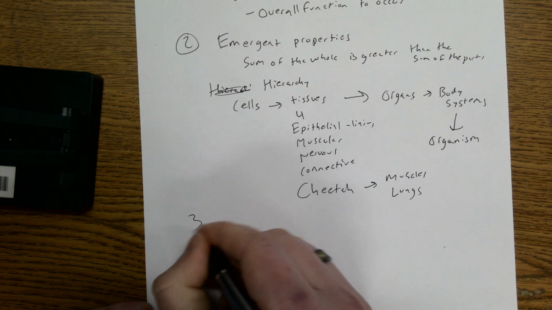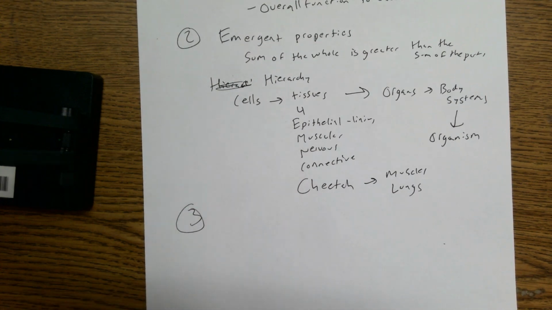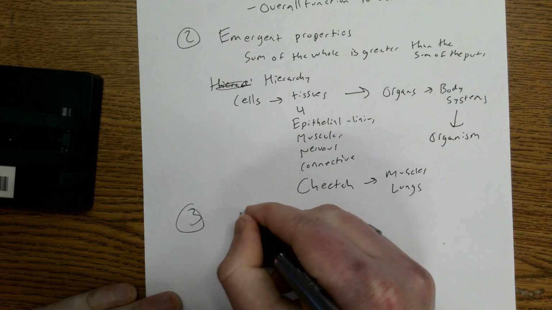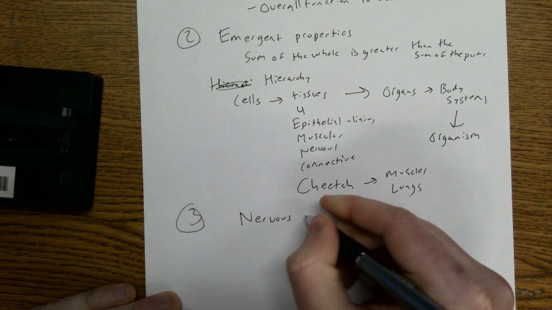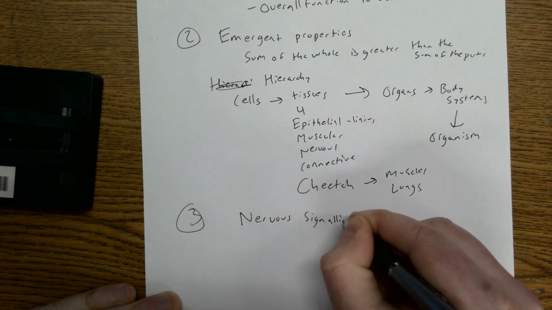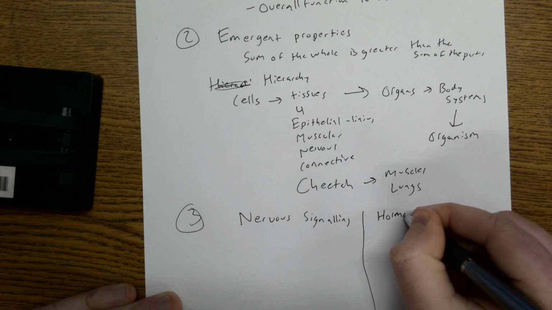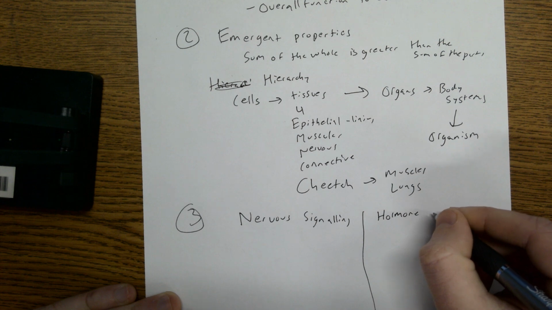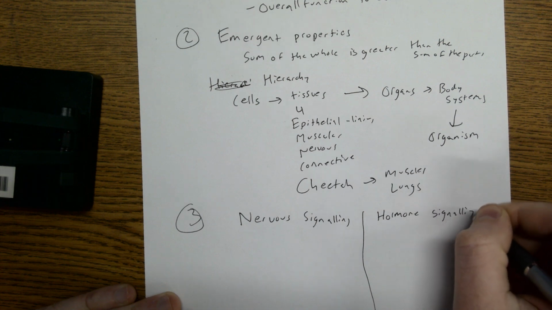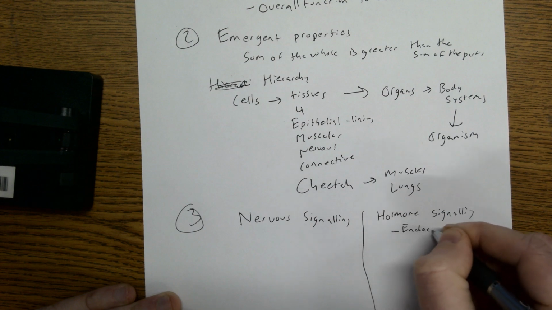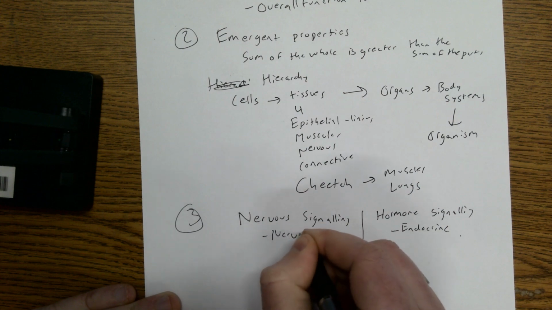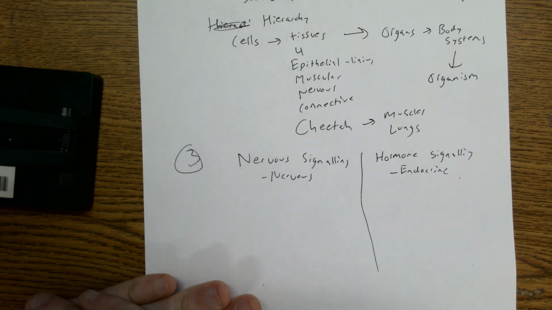Now, Standard 3 is primarily about the different ways we can signal things. And so there's 2 main categories. You have your nervous signaling and you have your hormone signaling. For this one, this is our endocrine system, and this is the nervous system. And so what you've got going on here is the different ways this can happen.